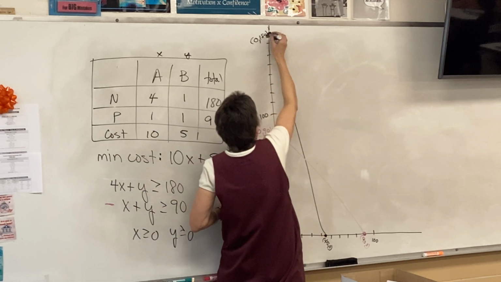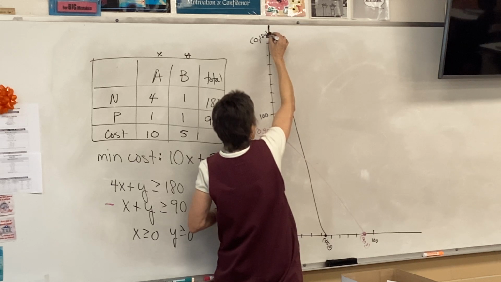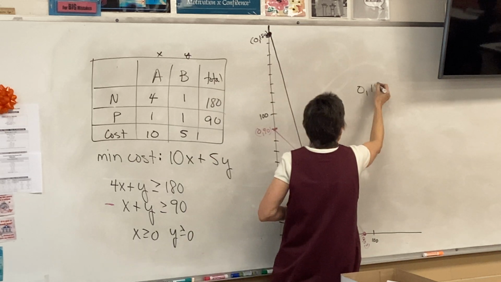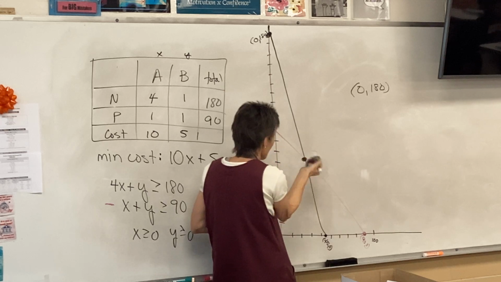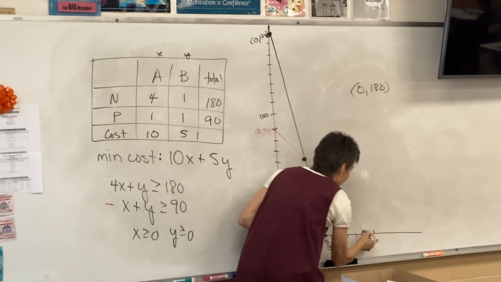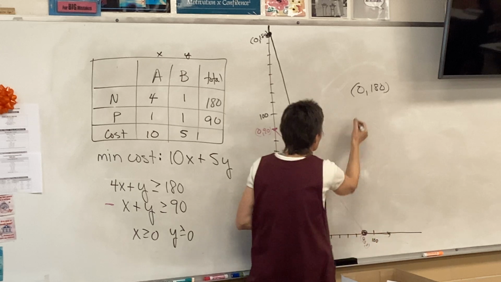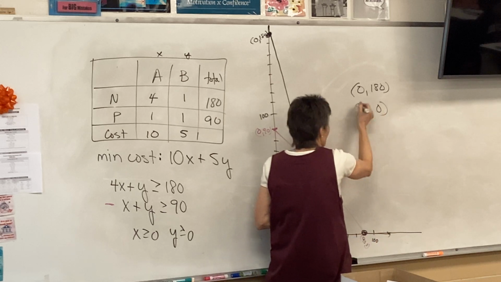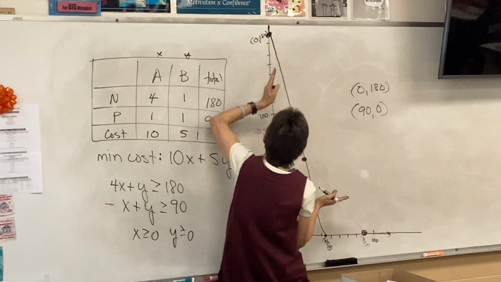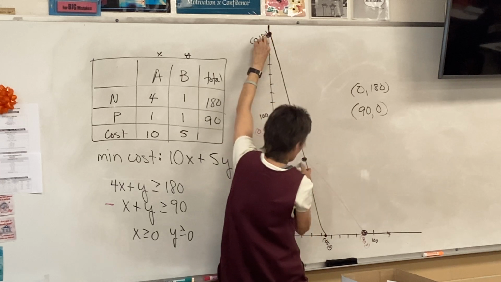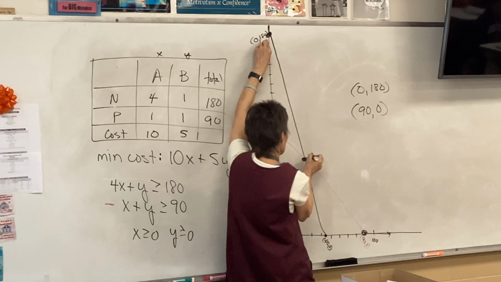This is a corner piece of the shading, 0, 180. This is a corner piece of the shading, I don't know what that is. And this would be a corner piece of the shading, 90, 0. Would everybody agree with that? That if I shade all this, the corners would be here, here, and here?